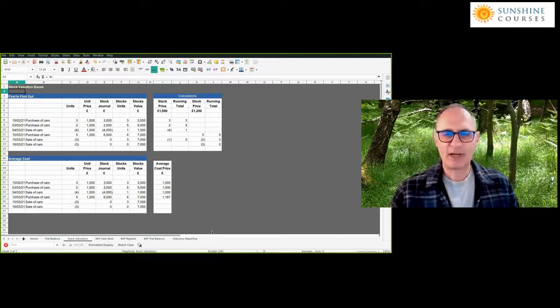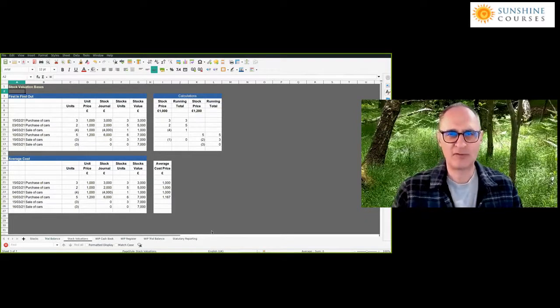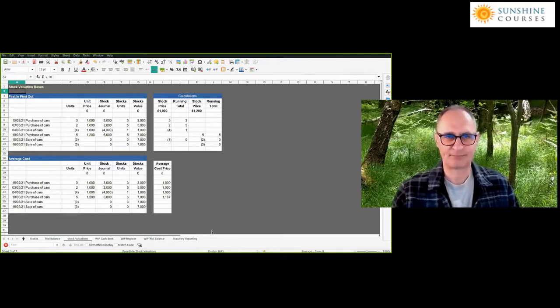Stock valuation on the face of it is very straightforward, but there's a couple of challenges which are really helpful to know about, and will add tools to your armory if you're accounting for other people, to make you more advanced in terms of the accounting support you can provide.